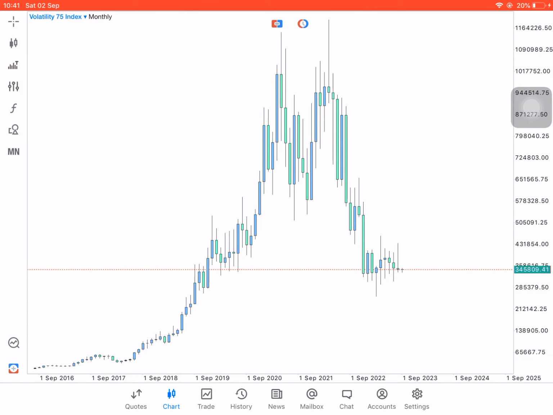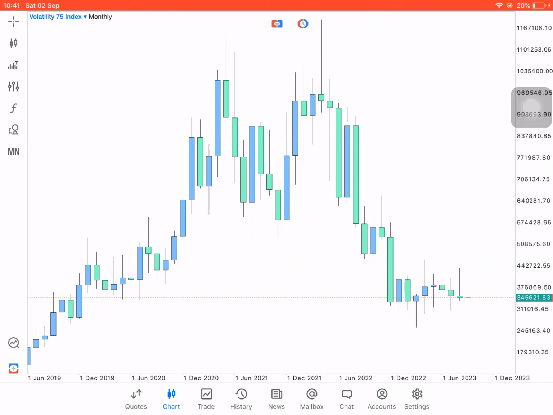So when you analyze, the first thing you need to do is start on a monthly time frame, right? The reason you start on a monthly time frame is just to get the direction of the market, where the market is going, just get the overall structure of the market. So that's the first thing that you need to do.